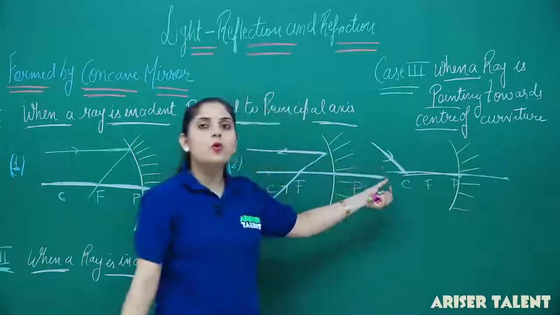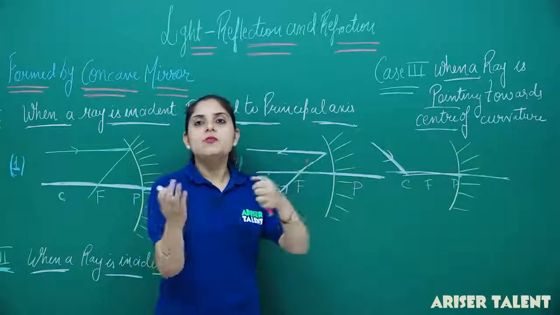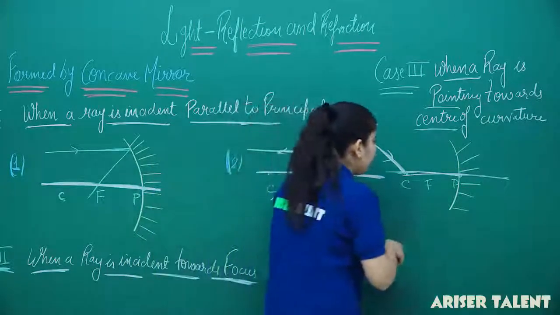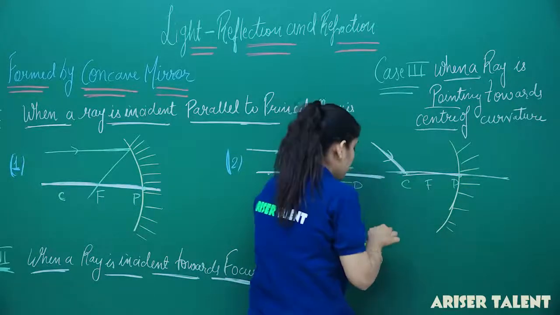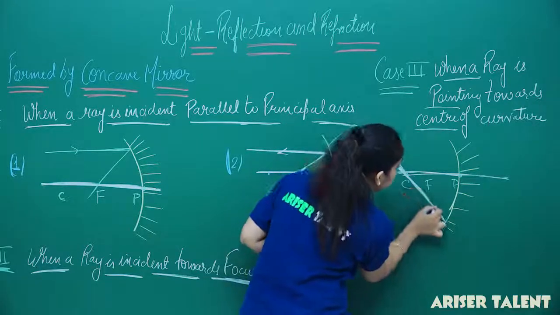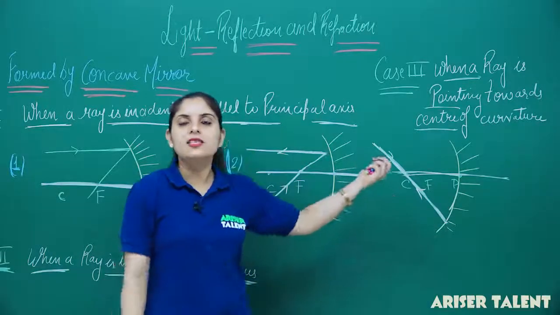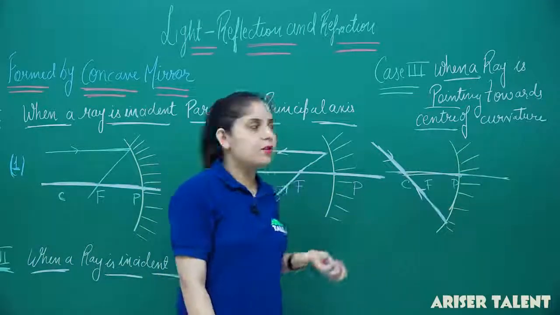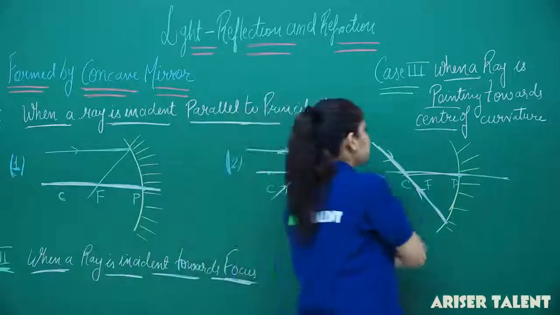If the ray is incident on the center of curvature, it will be reflected back by the mirror. So what will happen in this case? If I draw the mirror up to this position, you can see that the ray is incident towards the center of curvature here and it will be reflected back in the same direction. So this is the case for the center of curvature. This is our diagram number 3.